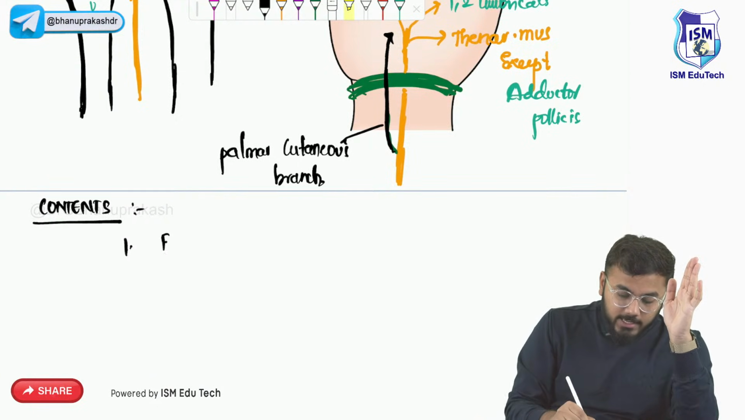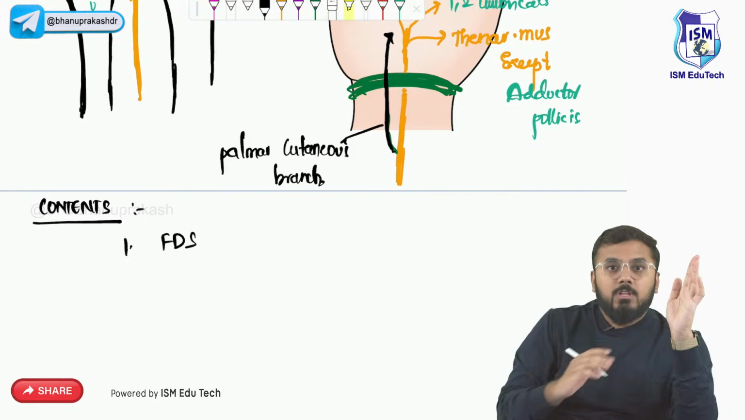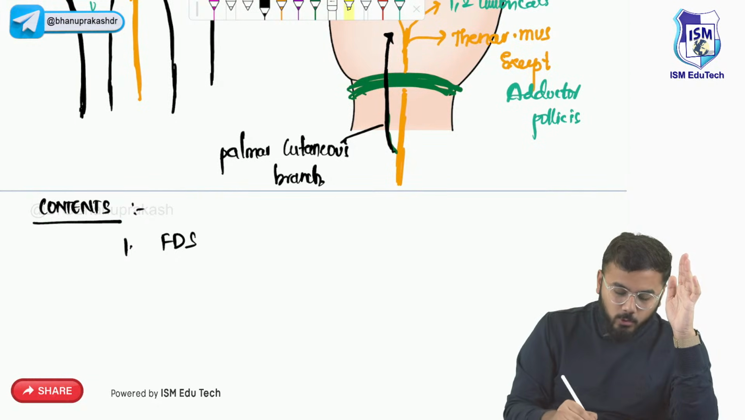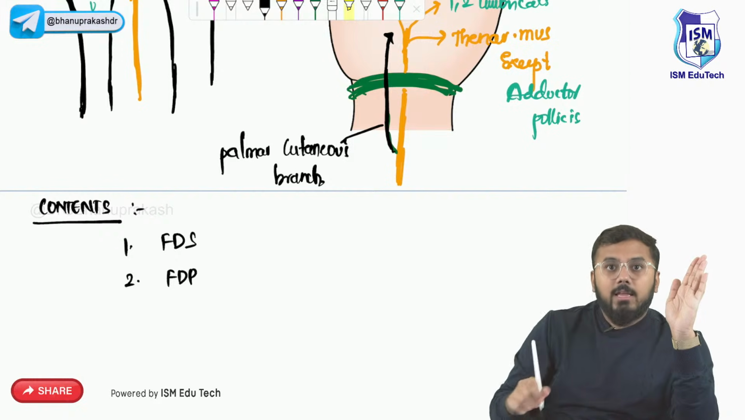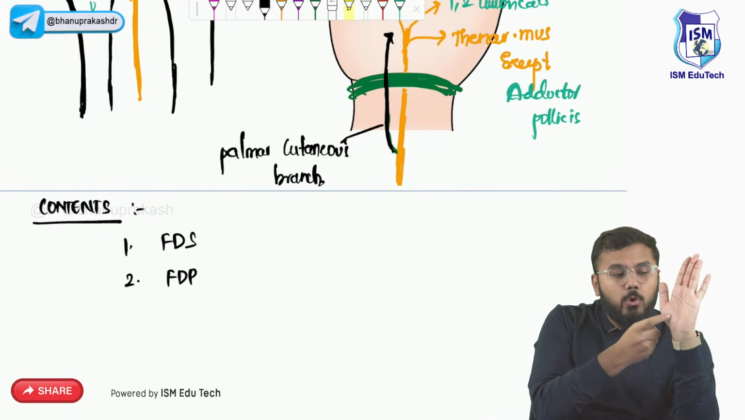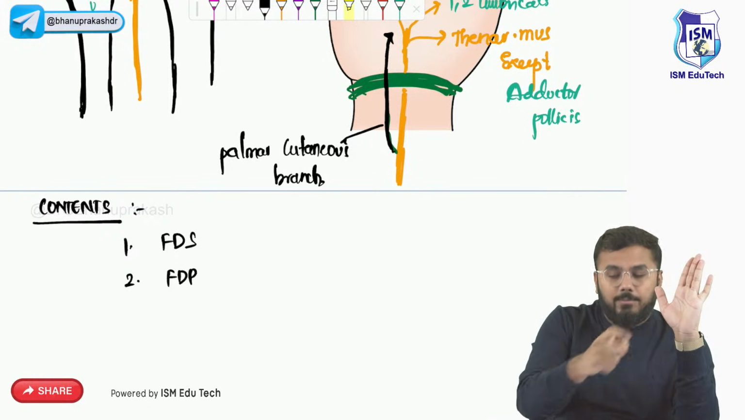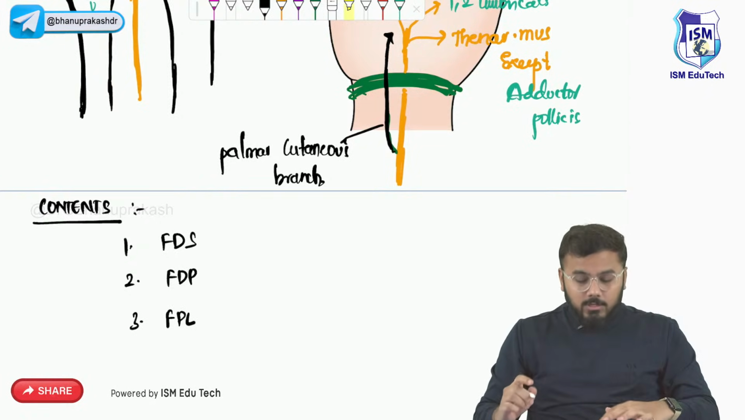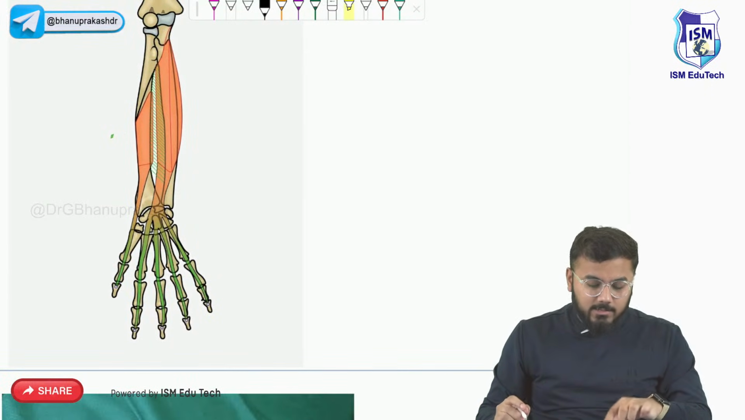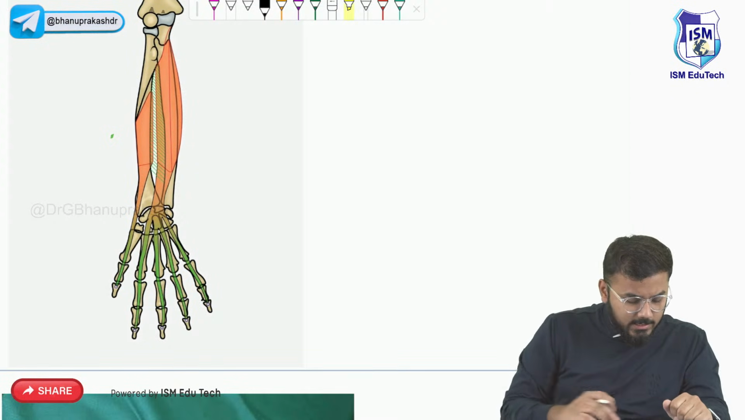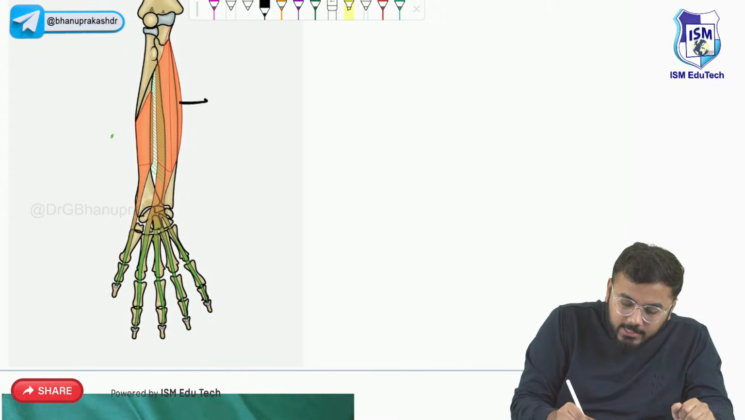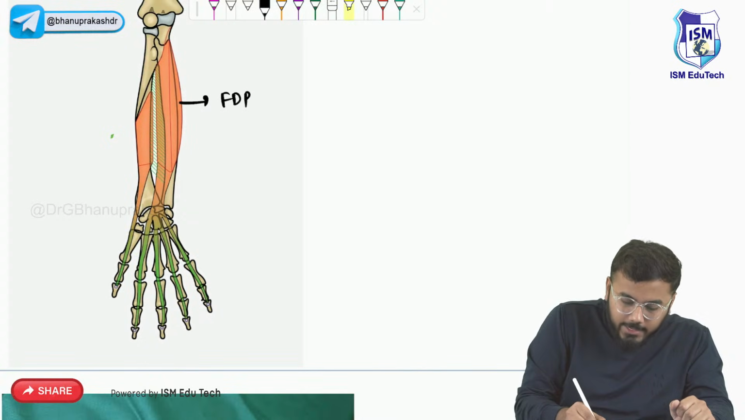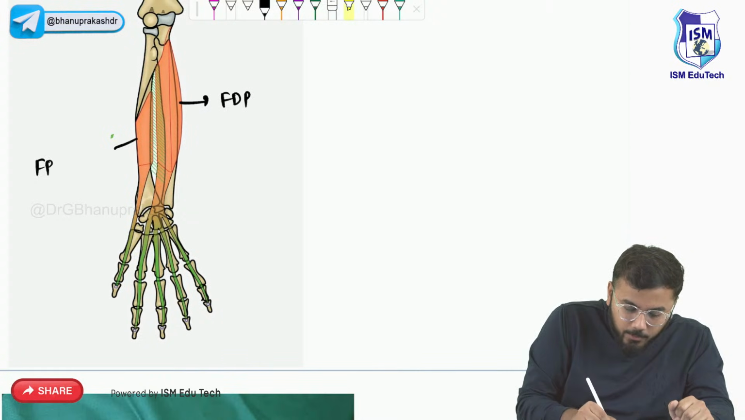Tendons of flexor digitorum superficialis. We have 4 more tendons that are going. What is that? Flexor digitorum profundus. Okay, and there is one more tendon that is going all the way and attaching to your thumb. That is called flexor pollicis longus. We have discussed this in the previous class itself, that this is flexor digitorum profundus, right? This is flexor pollicis longus.